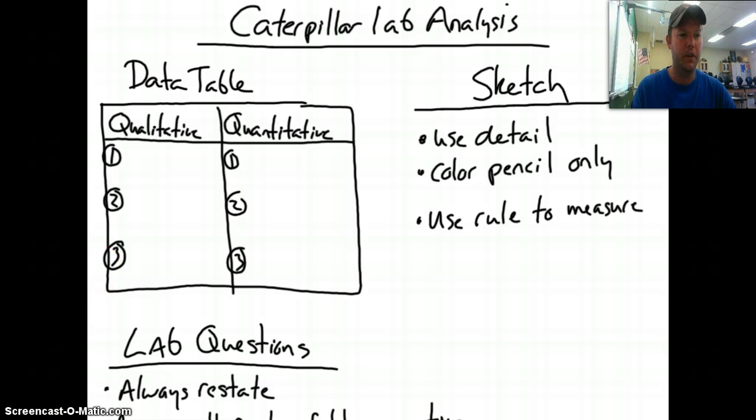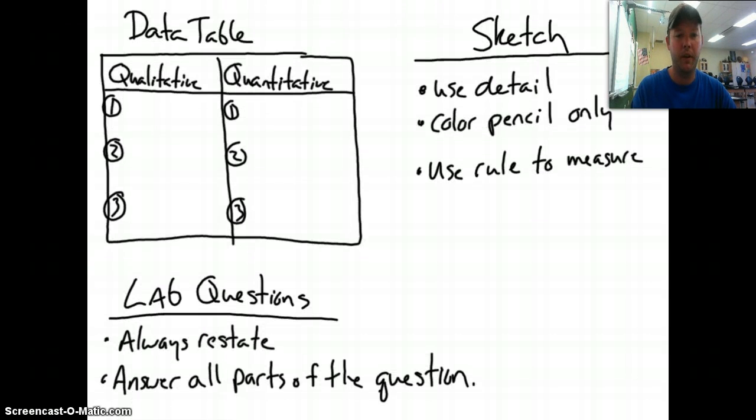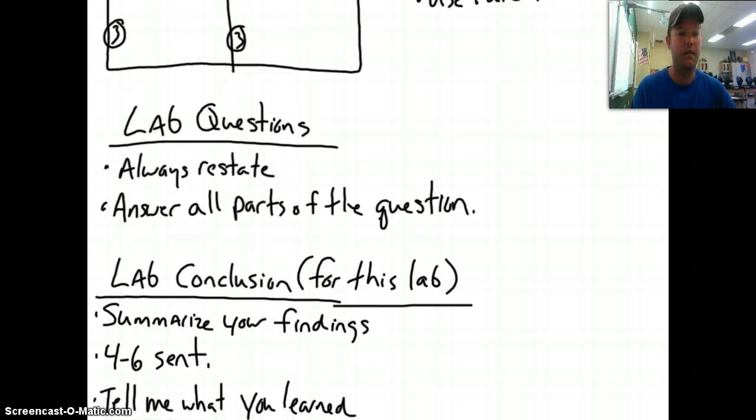Again, be specific with your details and what you're coloring. Next, lab questions. Some labs, we might only have 1 question. Some labs, there might be 5 or 6 questions. But every time you have lab questions, you always restate the question. Always answer all parts of the question as well, because a lot of my questions have 2 parts, and some students forget the second part. So again, always go back and double check your questions. Write nice and neat so I can read them. Do the best to your ability.